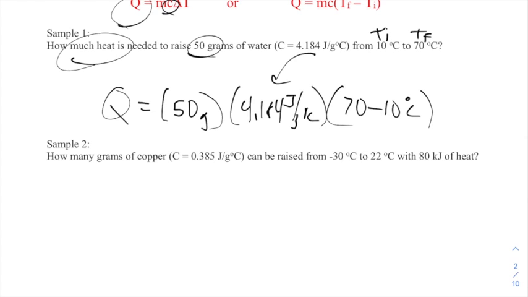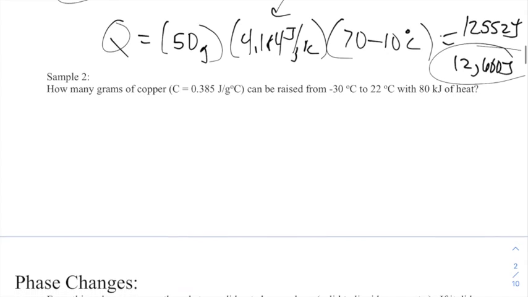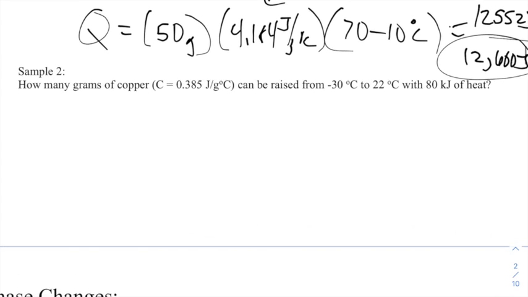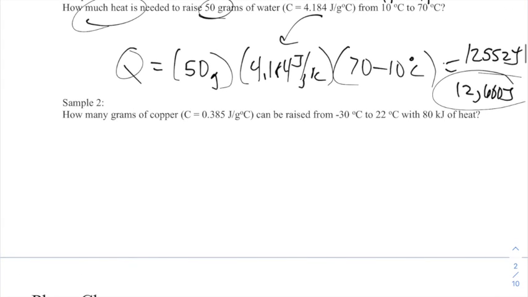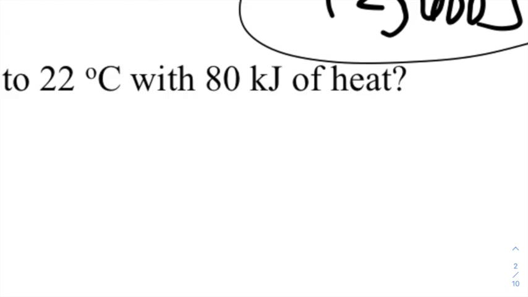Plug them into your calculator here, and I'm getting about 12,552 joules, or if we change that to 3 significant figures, that looks like it's going to be about 12,600 joules to 3 significant figures. Sample number 2 says how many grams of copper can be raised from negative 30 to 22 with 80 kilojoules of heat.